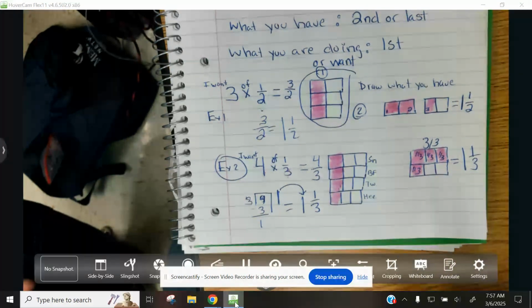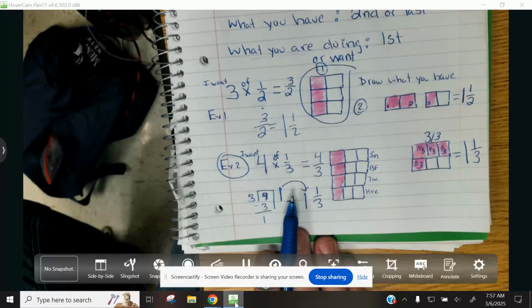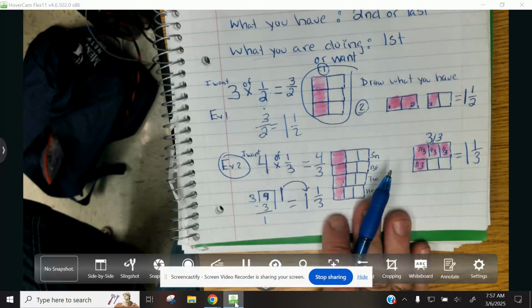Okay? Now, is there a shortcut to this? Yes. Is there a mathematical, computational, very fast way to do this? Yes. And I'm going to teach that to you in class. But I want you to fully come in understanding what you're doing here.